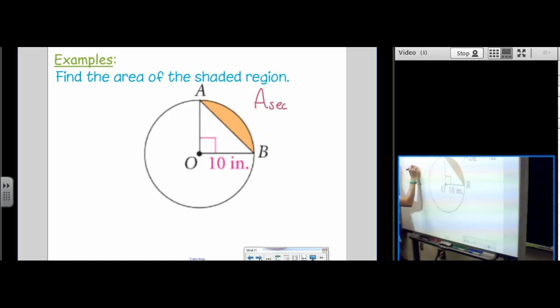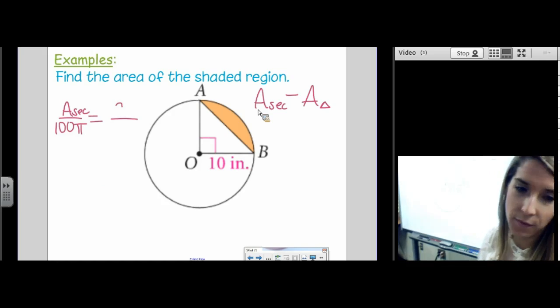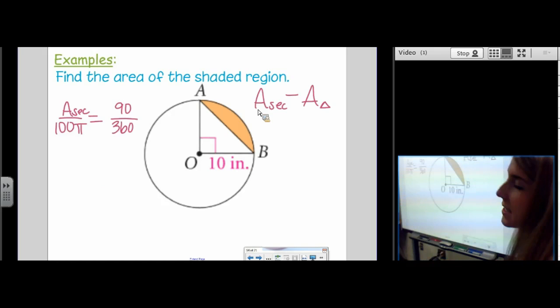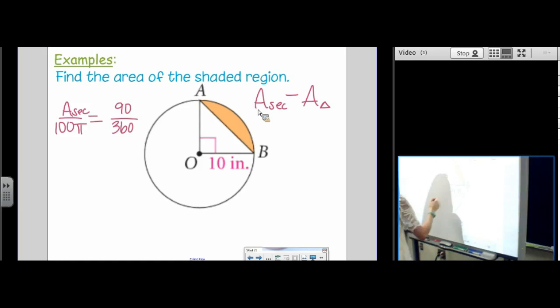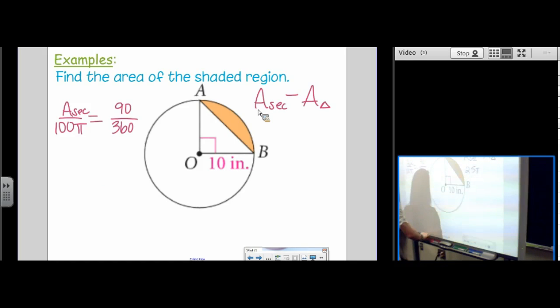To find the area of the sector, we're going to do A sec over A equals m over 360. I hope I'm not going too fast because we've already learned this. Let's wait for the screen to catch up because there's a major lag. There we go. So 100 pi times 90 divided by 360, and we get that the area of the sector is 25 pi. Now let's find the area of the triangle.